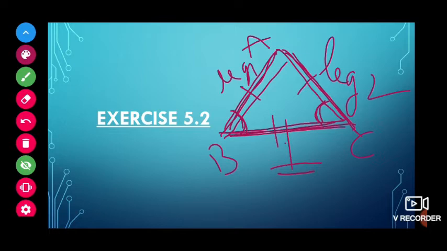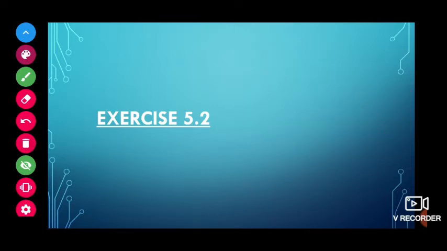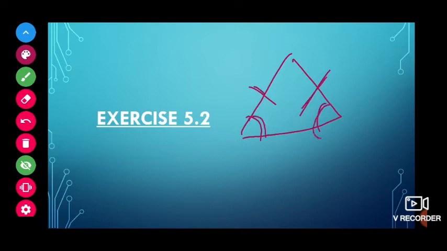Children, you have to remember mainly two properties of the isosceles triangle: two sides will be equal, and the angles opposite to the two equal sides will also be equal. This same property we can also state vice versa. The angles opposite to the two equal sides will be equal, or else the sides opposite to the two equal angles will also be equal. Okay.